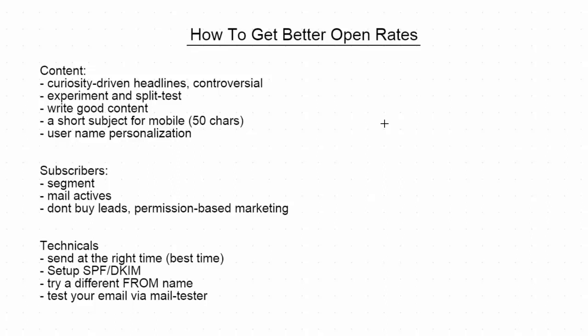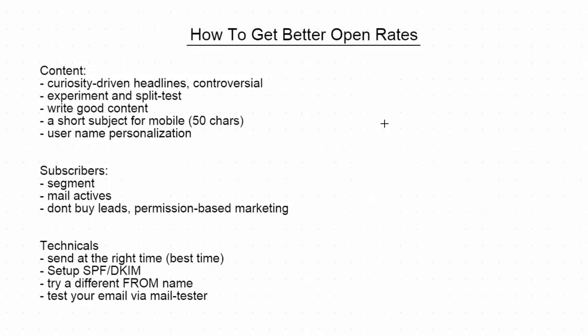Number 5, use name personalization. Now again, use this sparingly, but if you are able to insert a person's name, if you have that on record, in the subject line, it usually gets a higher open rate. That's all the content fixes that you can do to get better open rates for your emails.